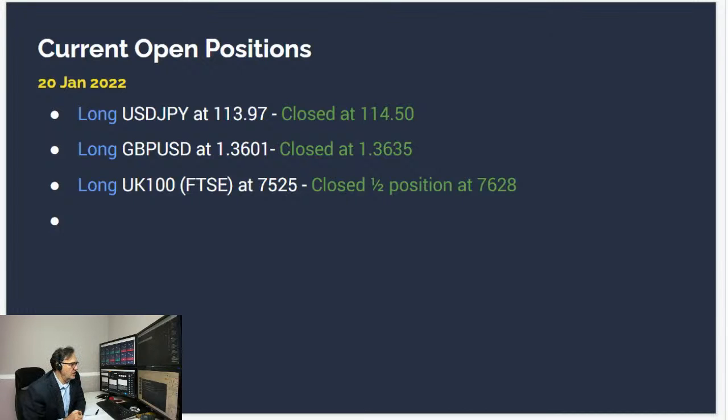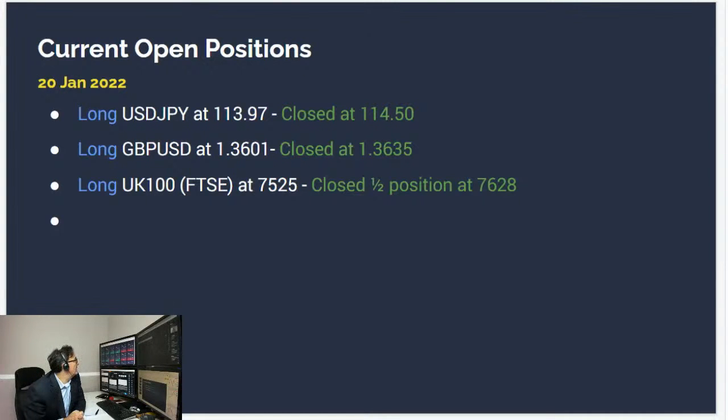I was also long FTSE or UK 100 from 75.25, and I closed half of my position at the current swing high at 76.30. 76.28 was actually the level where I got filled, so I still have half of that position open.